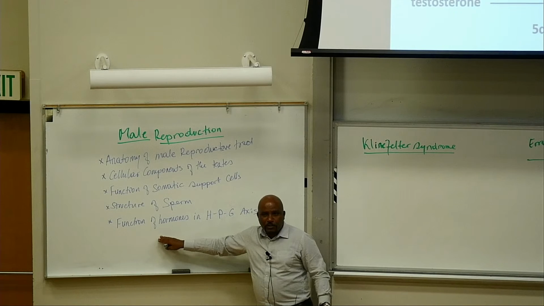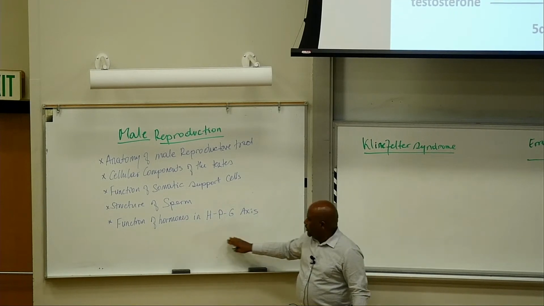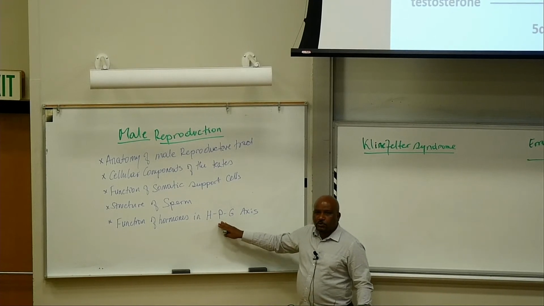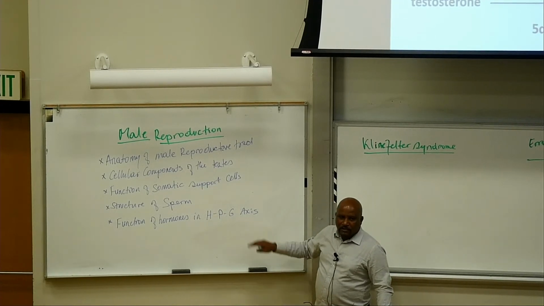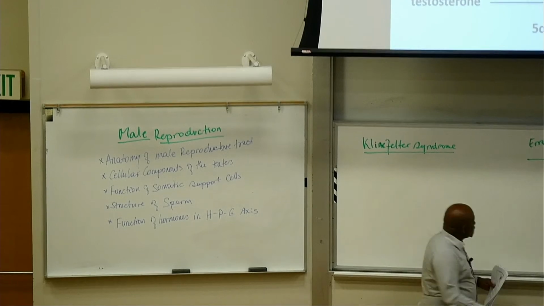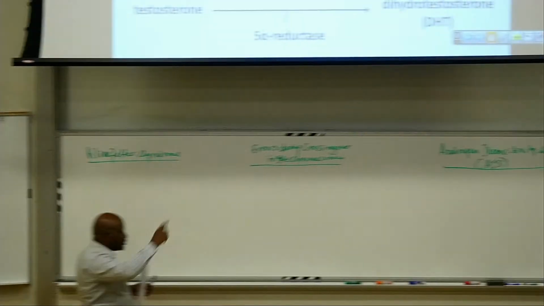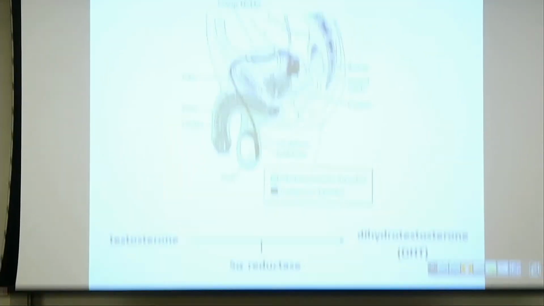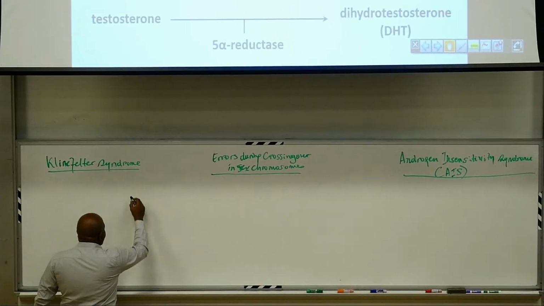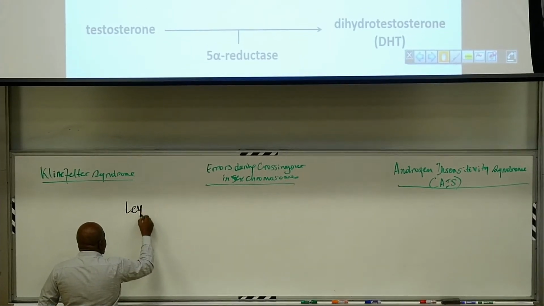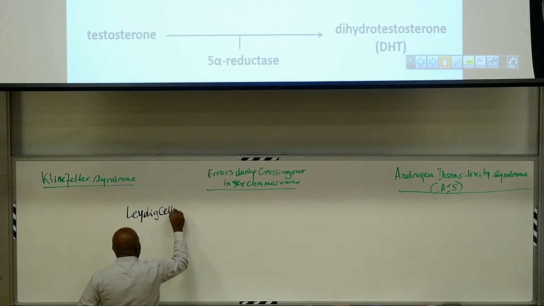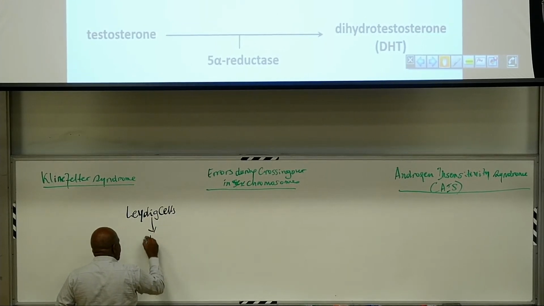At the time of puberty of the male, which type of hormones will be activated in the hypothalamus pituitary gonadal axis of the male reproduction? So to start with, the picture which you see there on the slide is showing the different sites of testosterone action. So we say that the Leydig cells in the testis are the ones which are producing the testosterone.